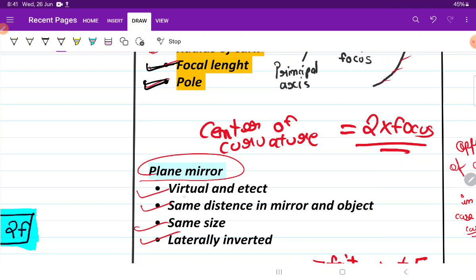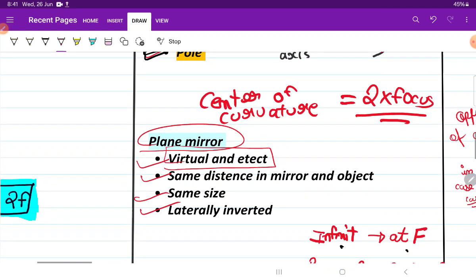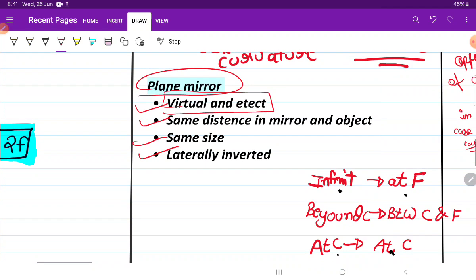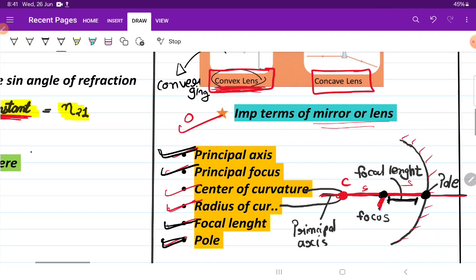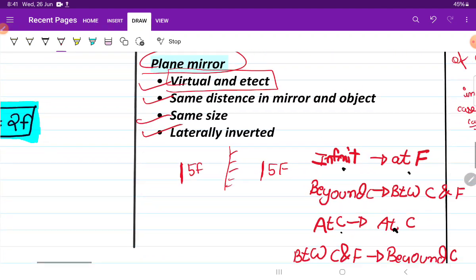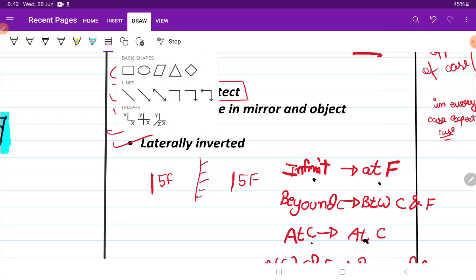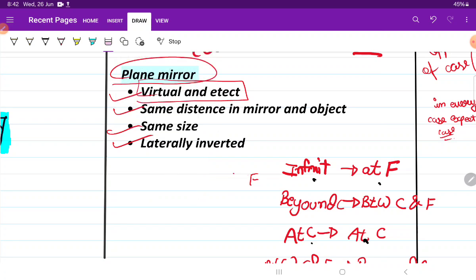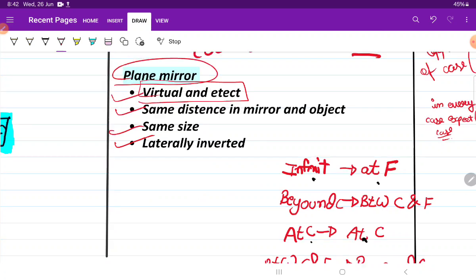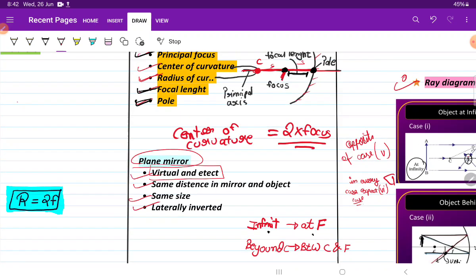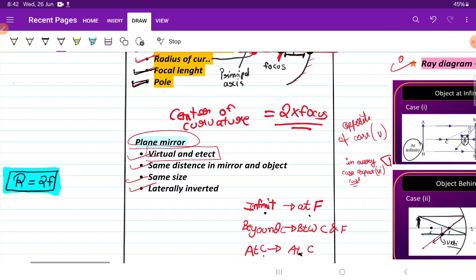Then it is virtual and erect. I hope that is clear to you all. Virtual, erect, and the same size. For example, your height is 5 foot. This is the mirror, and the image will also be 5 foot. Now, laterally inverted. What is laterally inverted? For example, if you raise your left hand, then in the mirror your right hand will be raised.